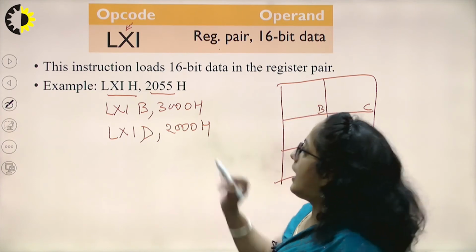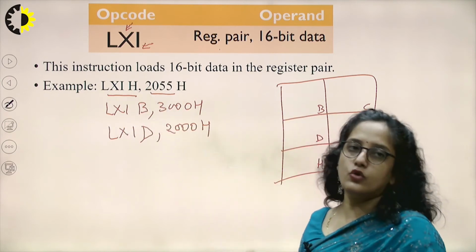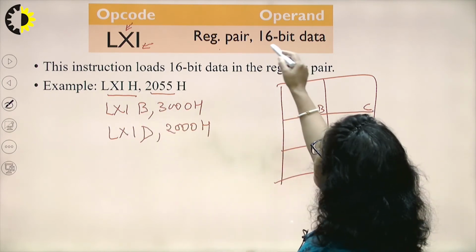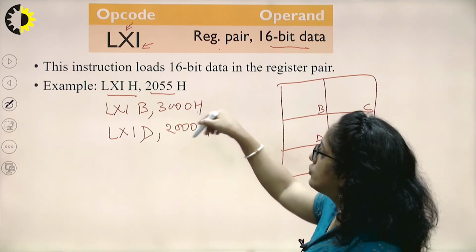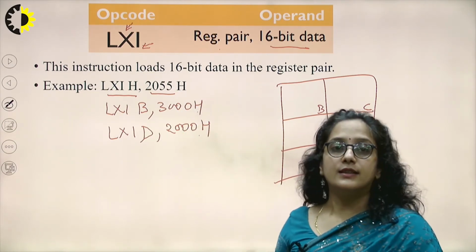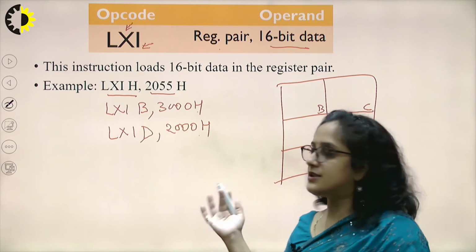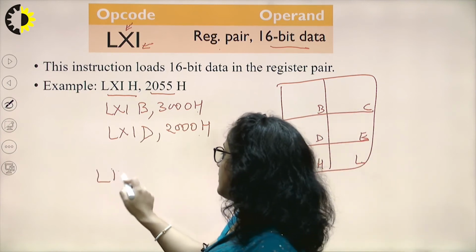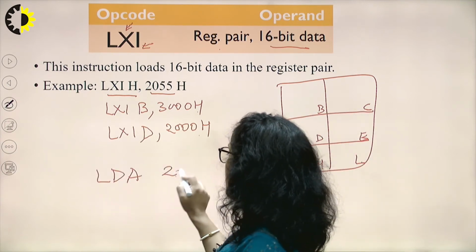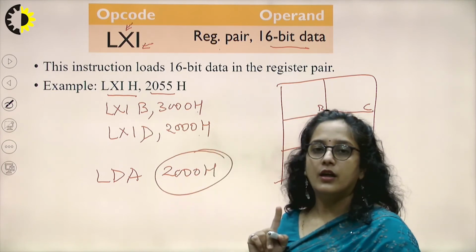Immediately. I stands for immediately. Immediately content into HL pair. So now this 16 bit, whether it is 2055, 3000, 2000, these are considered as data. Now how can the microprocessor differentiate that this is data, and in the case of LDA 2000, we are considering this 2000 as an address.